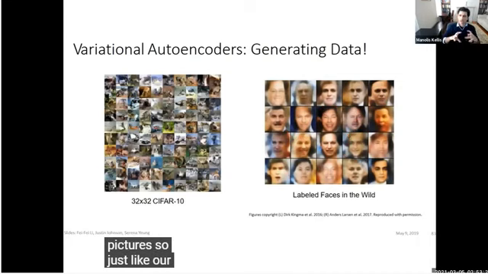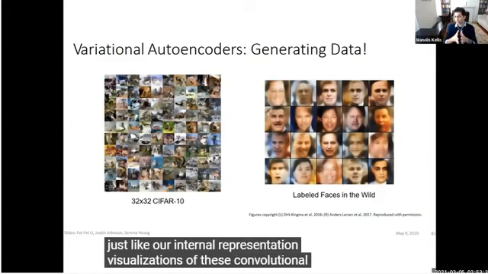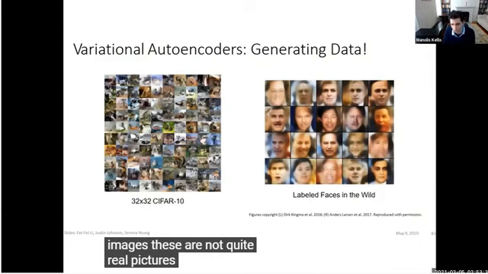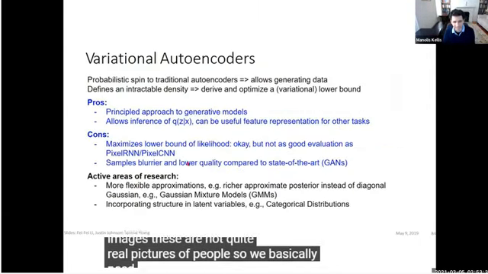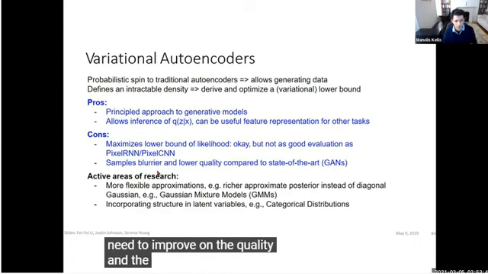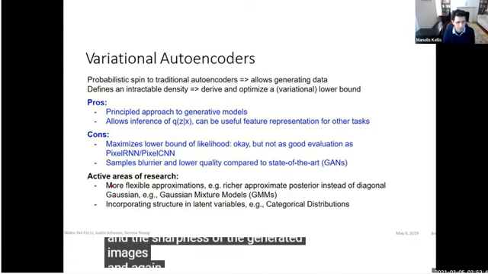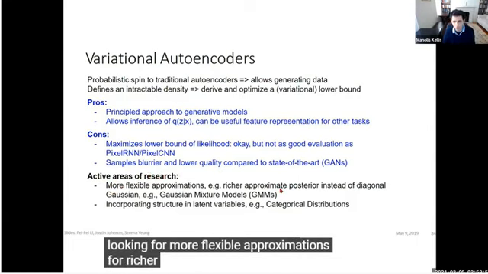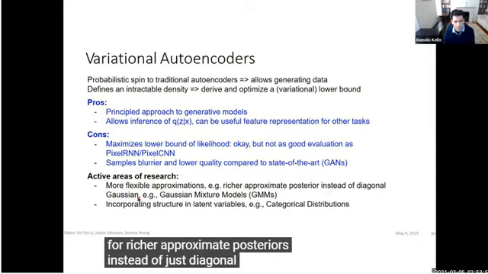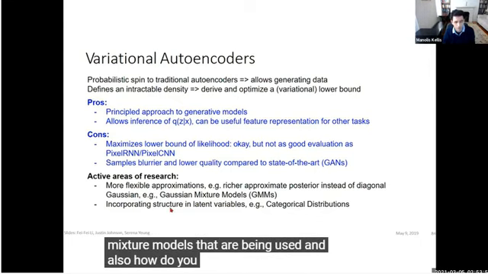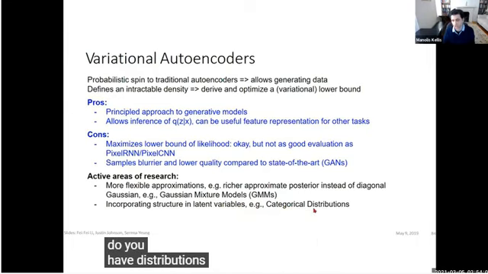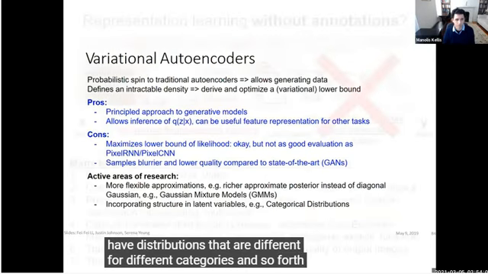So just like our internal representation visualizations of these convolutional neural networks didn't quite look like real features of images, these are not quite real pictures of people. So we basically need to improve on the quality and the sharpness of the generated images. And again, there's a lot of active areas of research in variational encoders, looking for more flexible approximations, for richer approximate posteriors instead of just diagonal Gaussians. And there's Gaussian mixture models that are being used. And also, how do you incorporate structure in the latent variables? For example, how do you have distributions that are different for different categories, and so on and so forth.